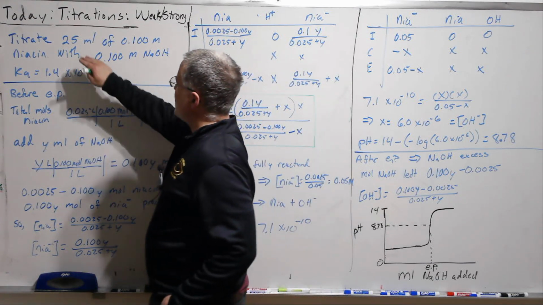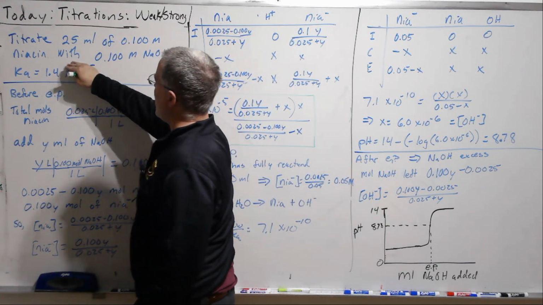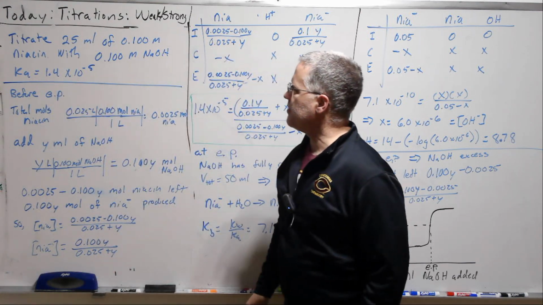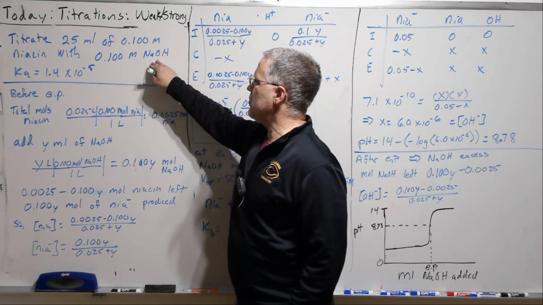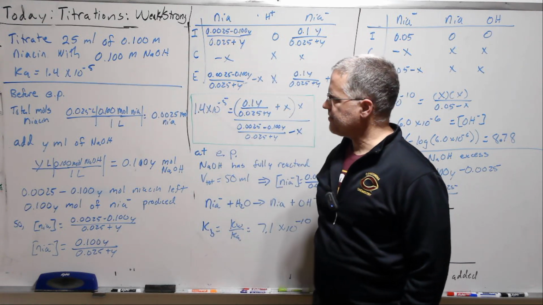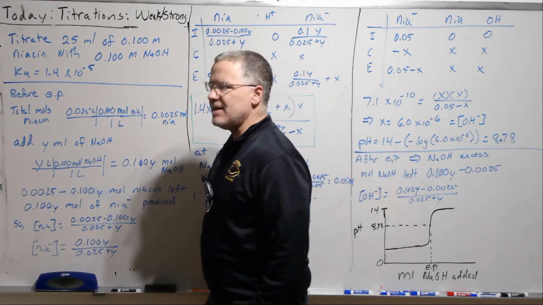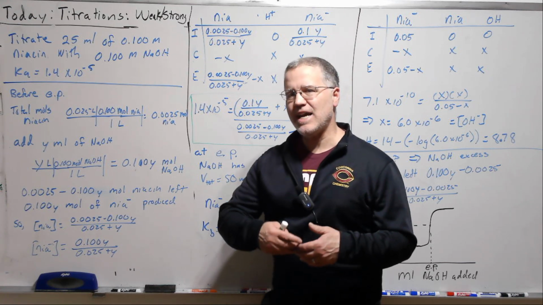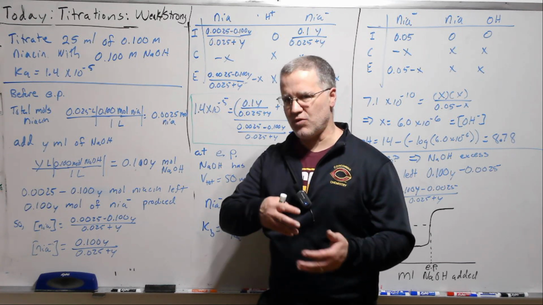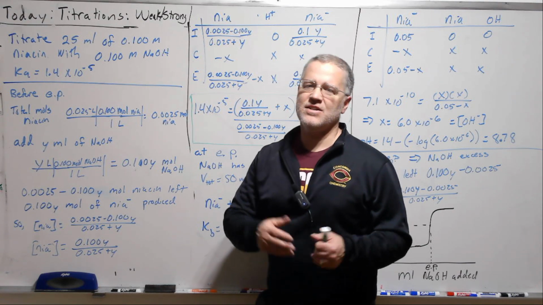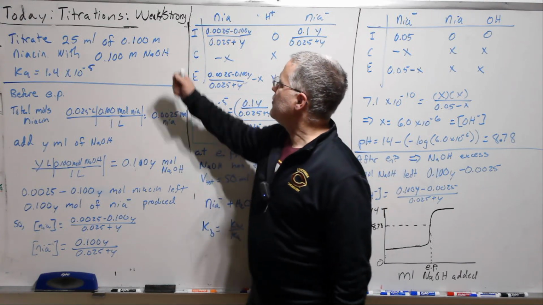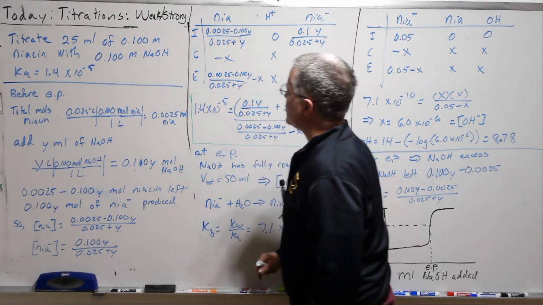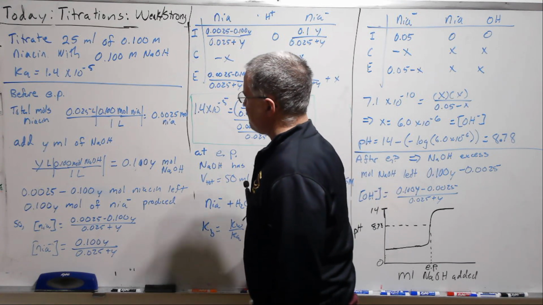So let's say we wanted to titrate 25 milliliters of 0.1 molar niacin, which is a weak acid, a Ka of 1.4 times 10 to the minus 5. We're going to titrate that with 0.1 molar NaOH, a strong base. In principle, you could do a weak acid, weak base, but you usually have the choice of somewhere along the way in the reactions, and that would be a rather poor choice when you have an option to use a strong base.